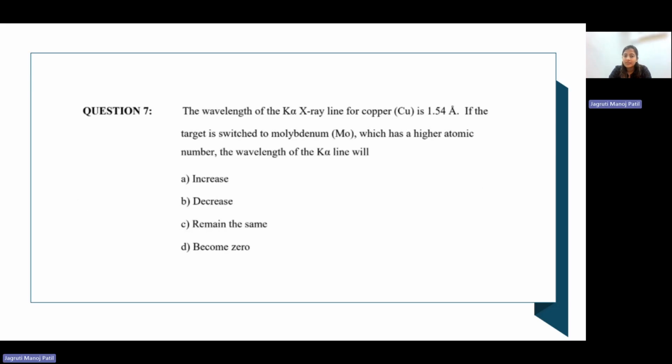Next, what we have: the wavelength of this K alpha X-ray line for copper is this. If the target is switched to molybdenum, which has a higher atomic number, the wavelength of this will be what? Will it increase or decrease? The only thing you should remember here is how it depends: is the wavelength of this particular line inversely or directly proportional to the atomic number? You know the atomic number for copper and for molybdenum, which has a higher atomic number, so the wavelength is inversely proportional to it. So what happens? It will decrease, right?